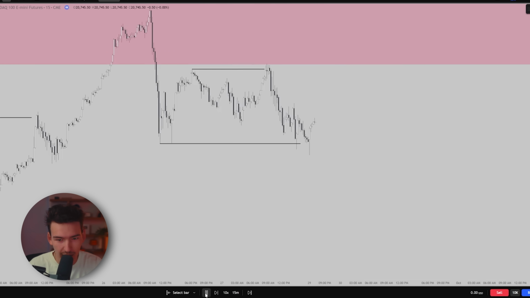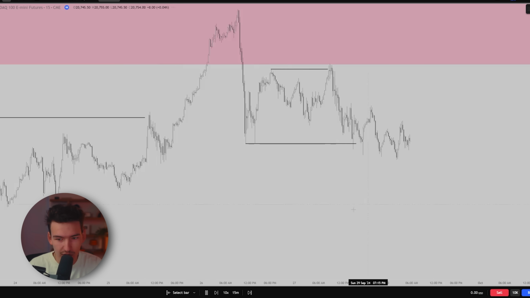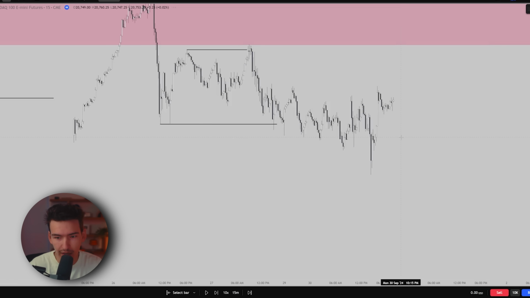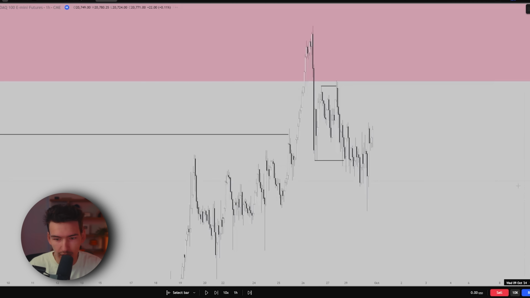Where do I think the market's going? Right now, I'd be patient. I'm waiting, just letting price do its thing. Right now, we're just displacing back lower. Zoom back out, we'll get a better understanding of what we're doing right now.